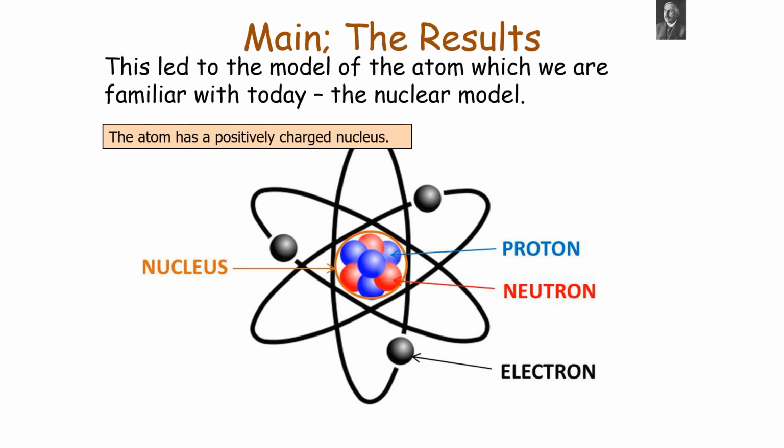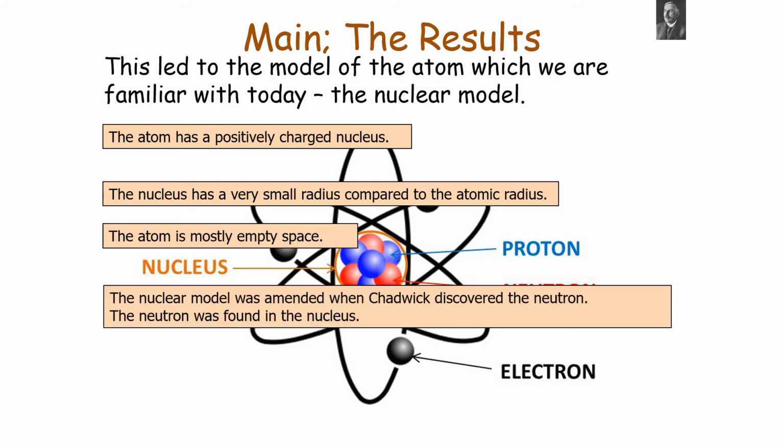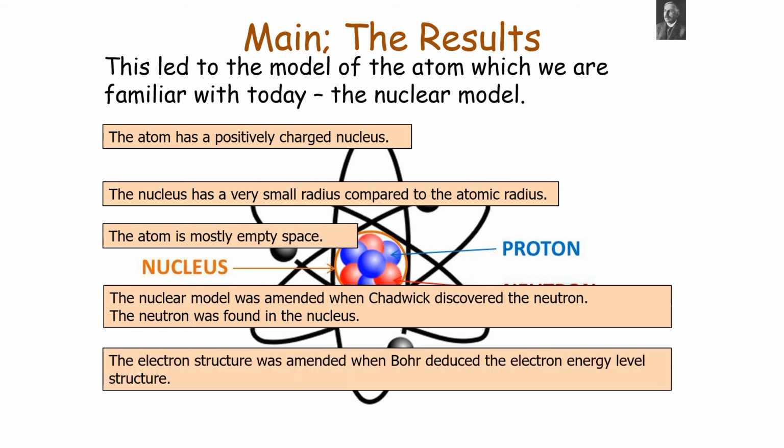So this led us to the model of the atom we're familiar with today, the nuclear model. So the atom is positively charged with a positively charged nucleus in the middle. The nucleus has a very small radius compared to the atomic radius. The atom is mostly empty space. The nuclear model was amended when Chadwick discovered the neutron, and the neutron is found in the nucleus, and the electron structure was amended when Bohr deduced the electron energy level structure.